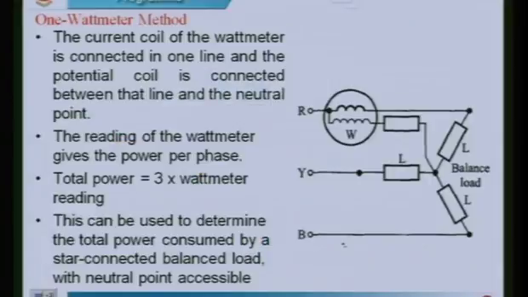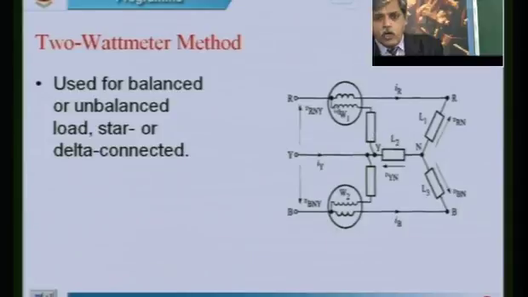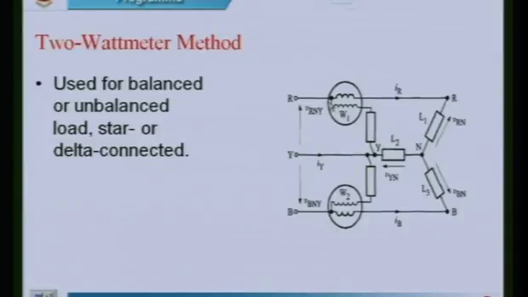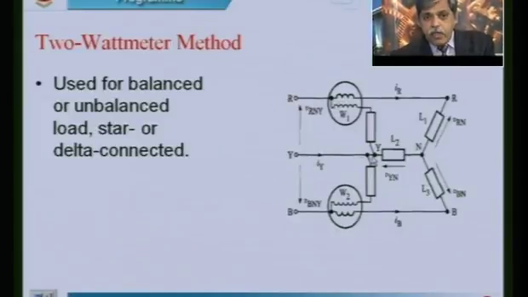Now coming to the next method, the 2 wattmeter method, where if you see the slide, I have given you a diagram. The current coils are placed in line R and line B. The potential coil or the voltage coil of the wattmeter is connected between line R, where the current coil is placed, and line Y, where I do not have any current coil. No wattmeter is connected here. So I need to connect the wattmeters like this.